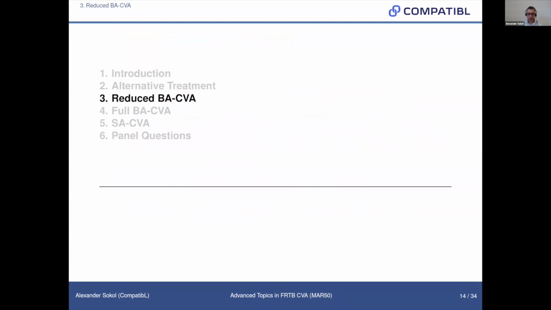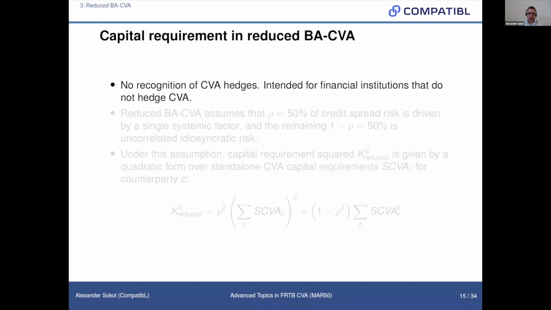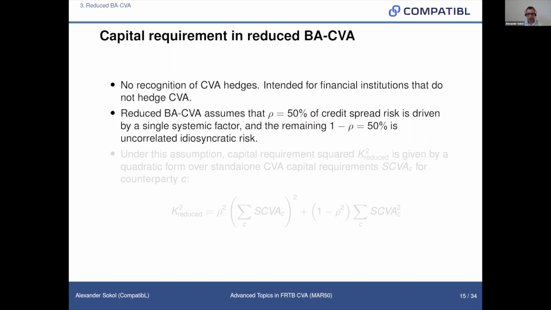Next approach, going up to more advanced. Okay, so reduced BA-CVA. Reduced BA-CVA is the variant of BA-CVA which has no recognition of CVA hedges. So it's intended for financial institutions which do not hedge CVA. In other words, if you're not hedging CVA, then you can go for reduced. If you're hedging, you probably don't want to. Even if you hedge, you can use it, but it just doesn't make a lot of sense, because in terms of complexity, it's not that different from full, right?